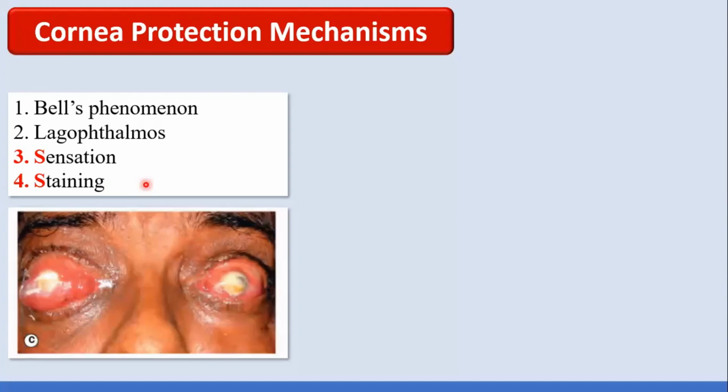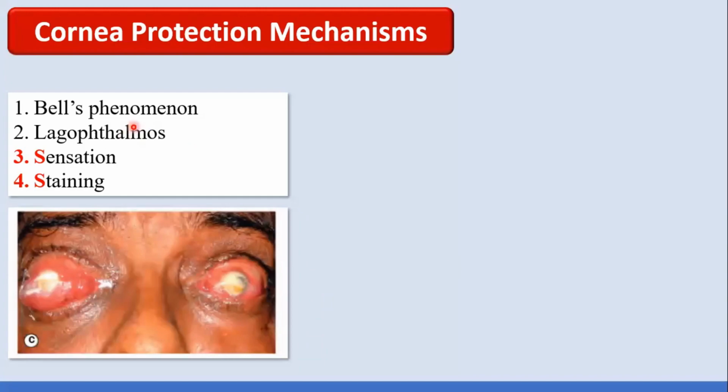So when we are talking about corneal protection mechanisms, we are talking about testing Bell's phenomena and lag of thalamus. In real practice, one of the dreadful complications is having a case like proptosis with lag of thalamus and then exposure keratopathy, infection, corneal melting, you know, the end result. So the patient may lose their eyes, their vision, just because they don't have the proper care for the cornea.